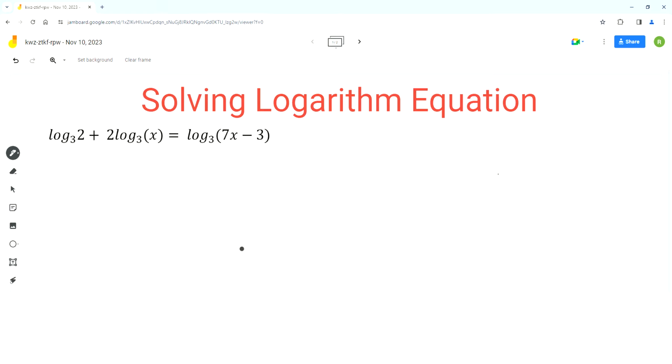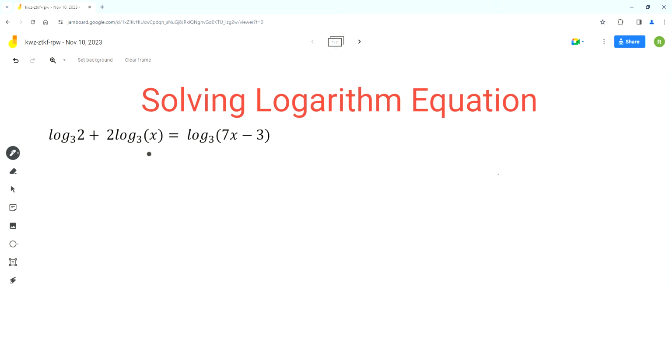Hello everyone. In this video, we will solve this log equation using different laws of log. So the first thing we need to do is analyze this given equation. This equation has three log terms. So there is log of 2 to the base 3, 2 log of x to the base 3, and then there's a log term on the right side of the equation, log of 7x minus 3 to the base 3.